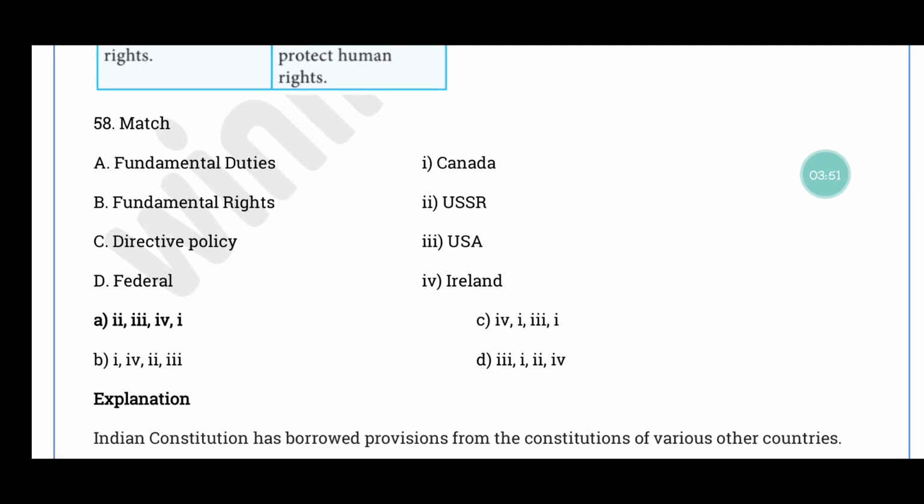Question number 58. Match the following. Fundamental duties, fundamental rights, directive policy, federal. The correct answer is option A. Fundamental duties, USSR. Fundamental rights, USA. Directive policy, Ireland. Federal, Canada.